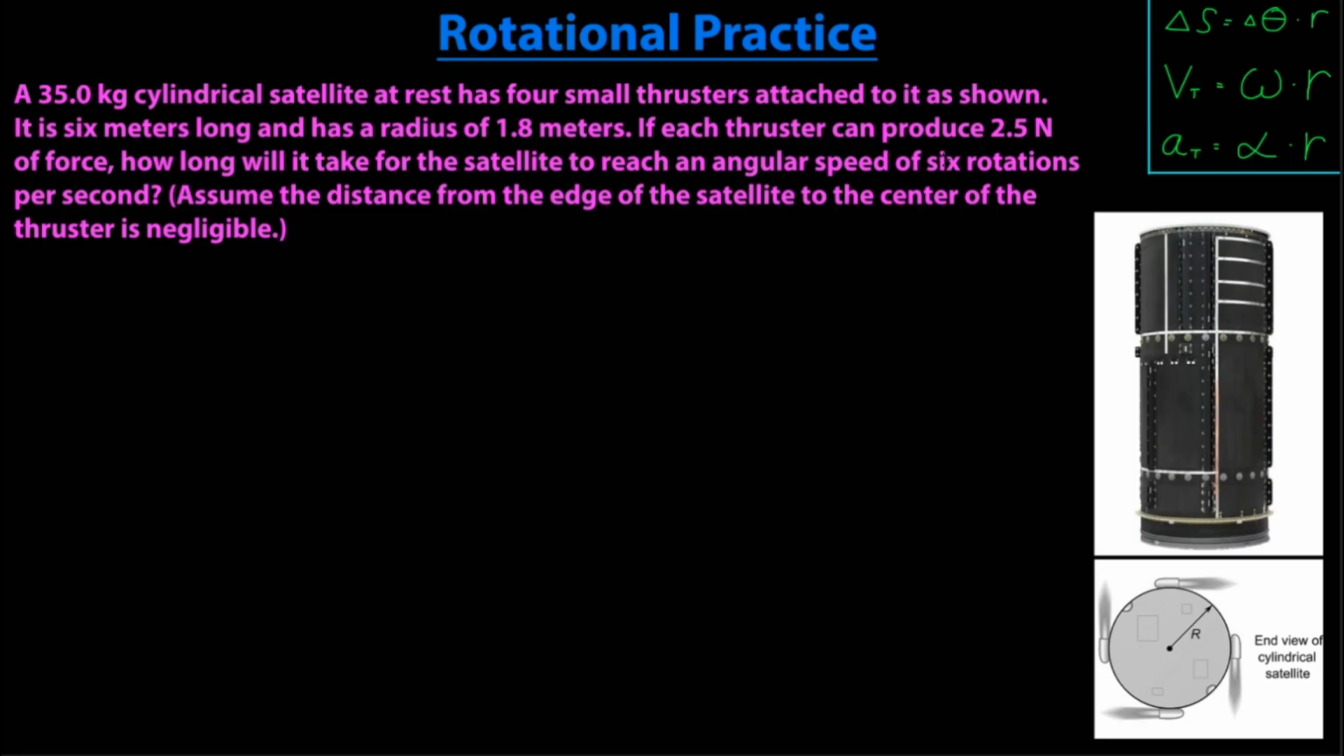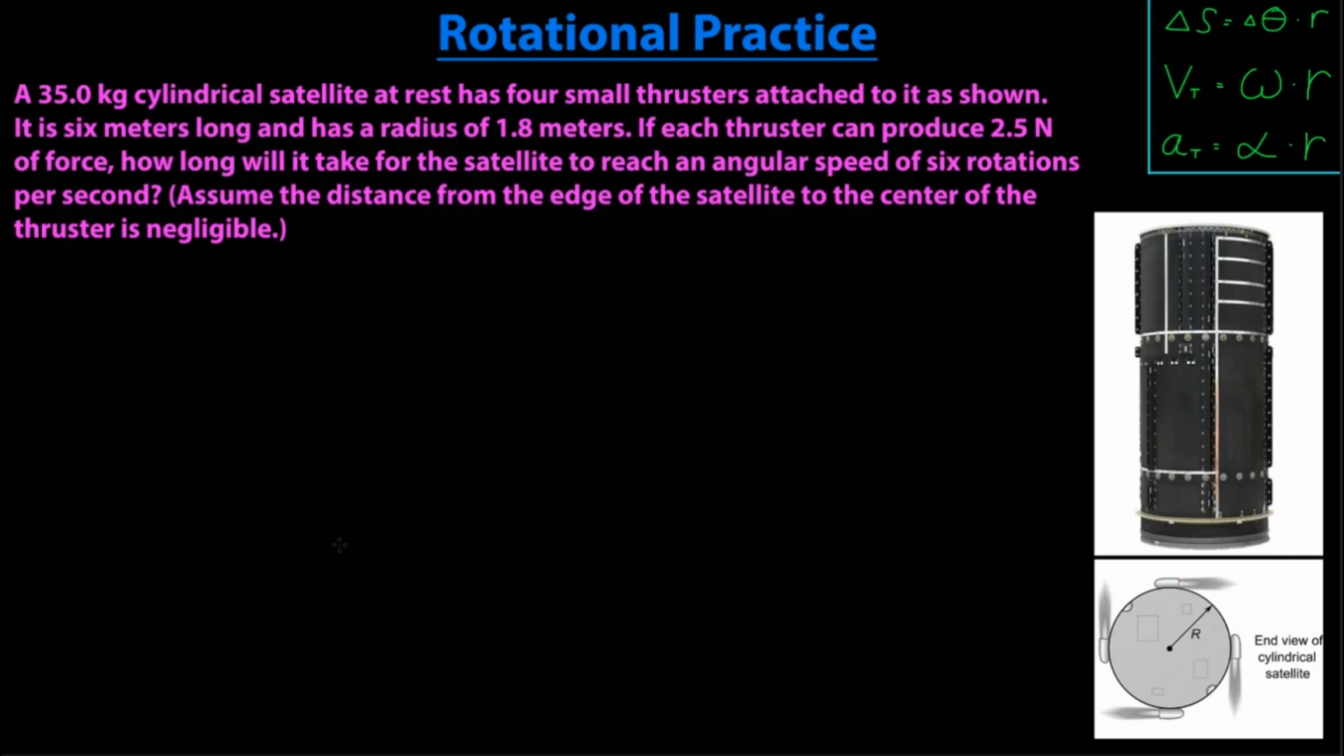If each thruster can produce 2.5 newtons of force, and there are 4 of them, how long will it take for the satellite to reach an angular speed of 6 rotations per second? Assume the distance from the edge of the satellite to the center of the thruster is negligible. So what that last statement means is that you have a small distance between the edge of the radius here and the center of the thruster, and this problem is basically telling you just to ignore that small distance.